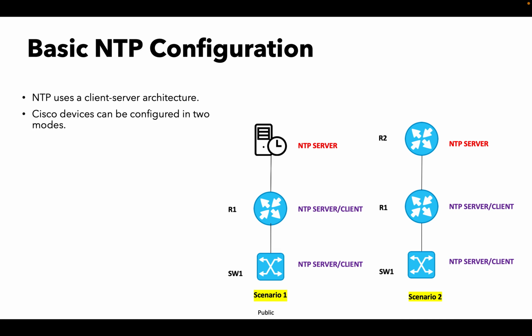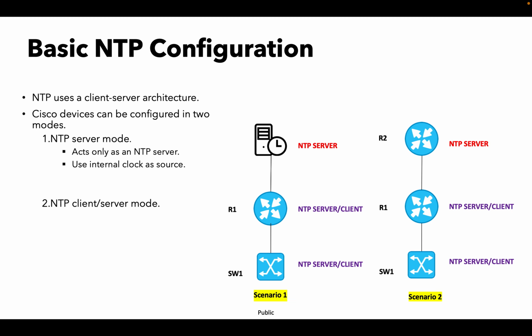NTP requires little configuration to make it work, with a single configuration command on each device. You can configure any Cisco IOS device to act in two modes. One is NTP server mode and another one is NTP server or client mode. In NTP server mode, the device acts only as an NTP server and not as an NTP client. The device gets its information from the internal clock on the device itself. And the command to configure it is ntp master with a stratum level. We'll discuss the stratum level later in the session.